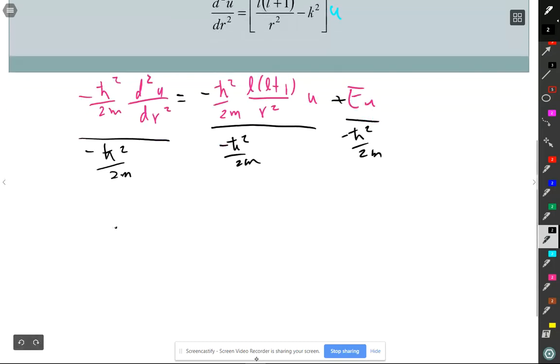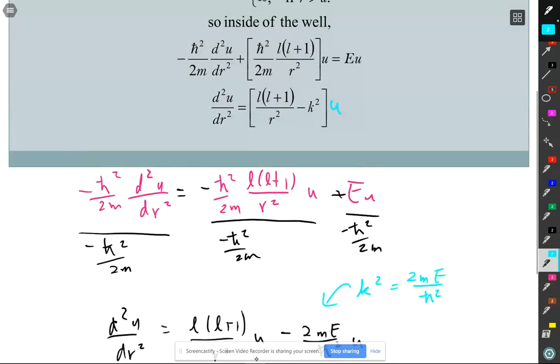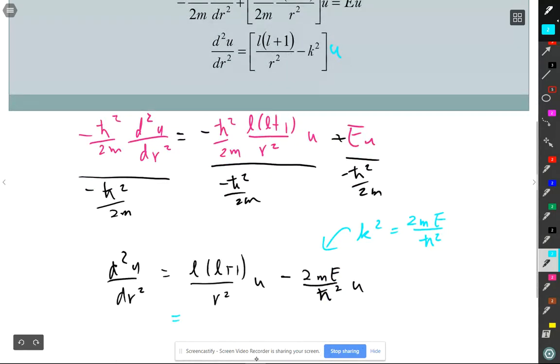And so I have d second u dr squared equals L times L plus 1 over R squared U minus 2ME over h bar squared U. And so that's where we then defined that. And so then that gives us, factoring the U. That is the same K that we had before, right? It is.